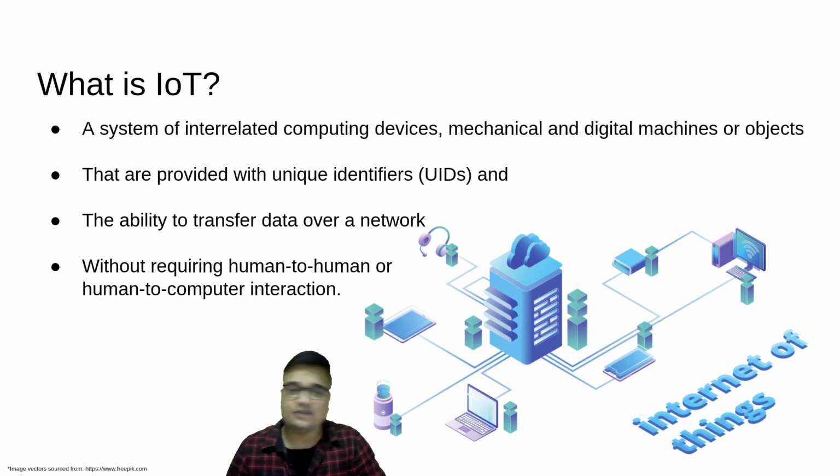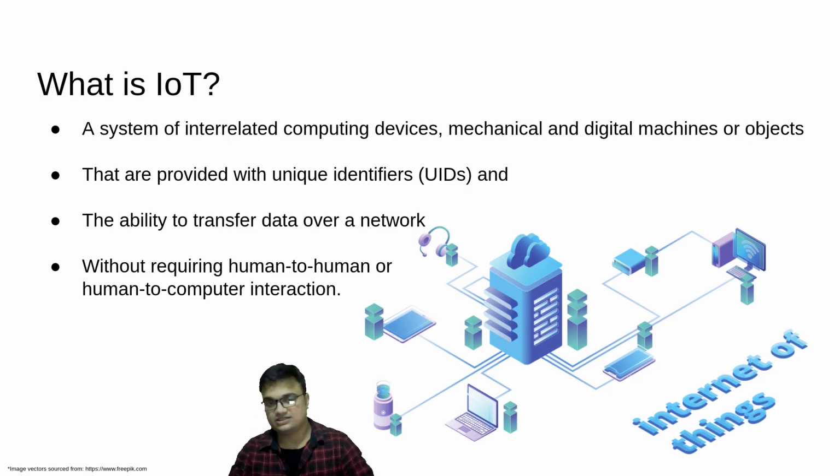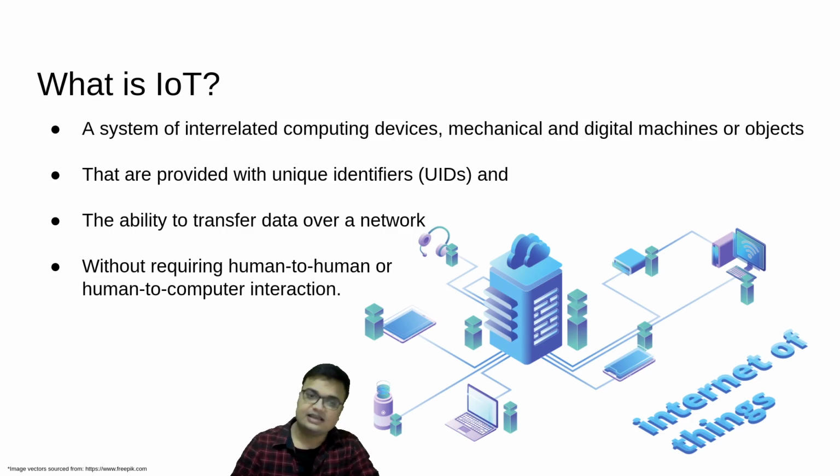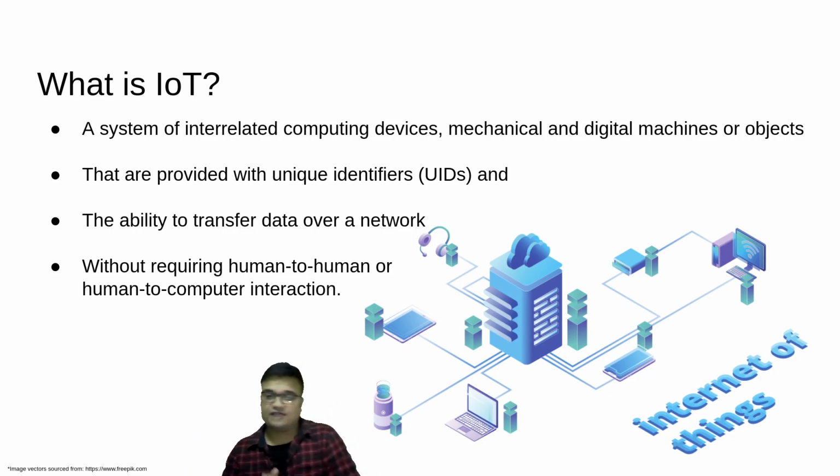So, Wikipedia defines IoT as a system of interrelated computing devices, mechanical and digital machines or objects that are provided with unique identifiers, which we also know as UIDs, and the ability to transfer data over a network without requiring human to human or human to computer interaction. So, yeah, that's all really fancy, fine, and dandy, but what exactly does it mean? What exactly does this definition mean for us in a layman's approach?